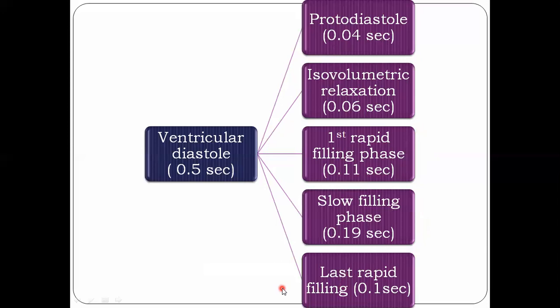So this is the end of the diastole. The amount of blood that is left in the ventricle at the end of the diastole is called the end diastolic volume, which is around 130 milliliters. So these are the events that occur in the cardiac cycle. Let's have a quick recap.